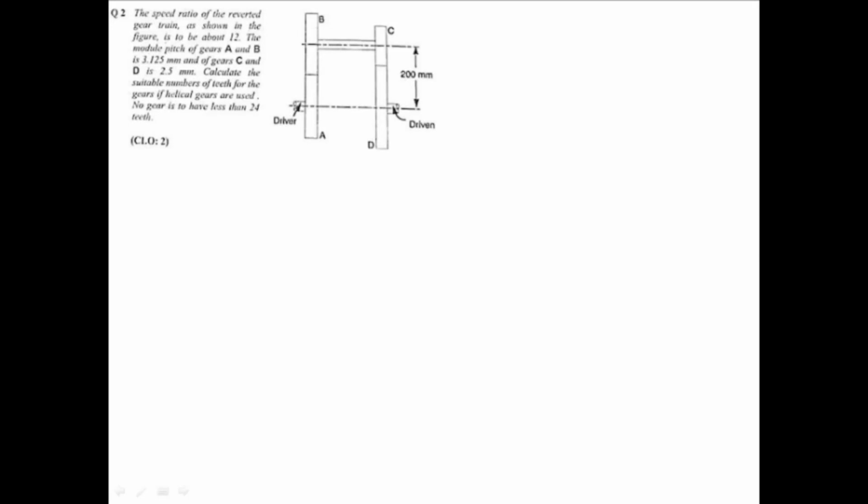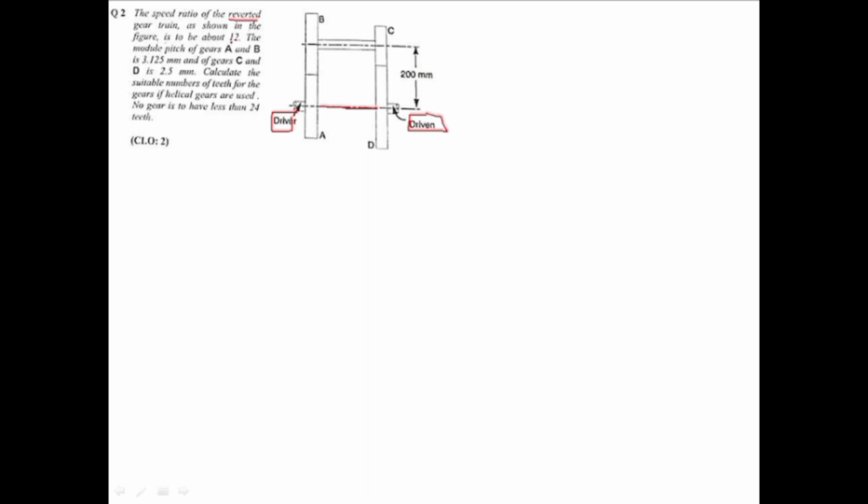In today's lecture we will try to solve a problem that is related to the gear train. In the problem we are given that we have a reverted gear train. What does this reverted gear train mean? Reverted gear train means that both the driver and the driven gear will be coaxial to each other. They will not be on the same shaft, but they will be coaxial. They will have the same axis of rotation.